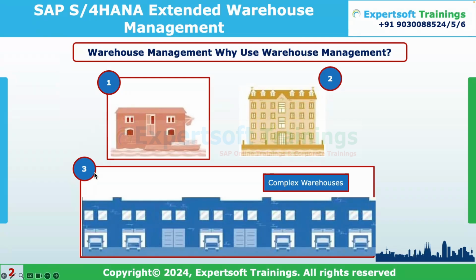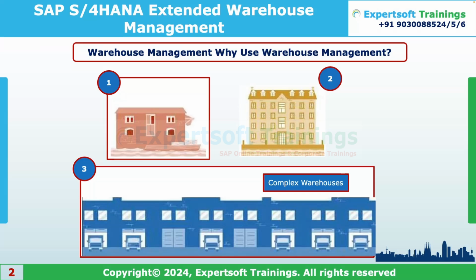But here, if you see the third warehouse, where you can see the complex warehouse, where you have multiple doors, you have multiple complex processes, batch management, serial management, quality management. Like, you need to check your quality before you send to your customer, or whenever you are receiving the stock from your supplier, you will check the quality.